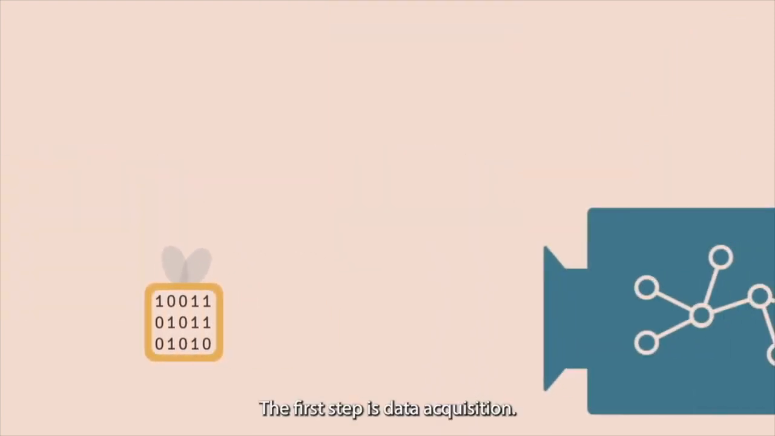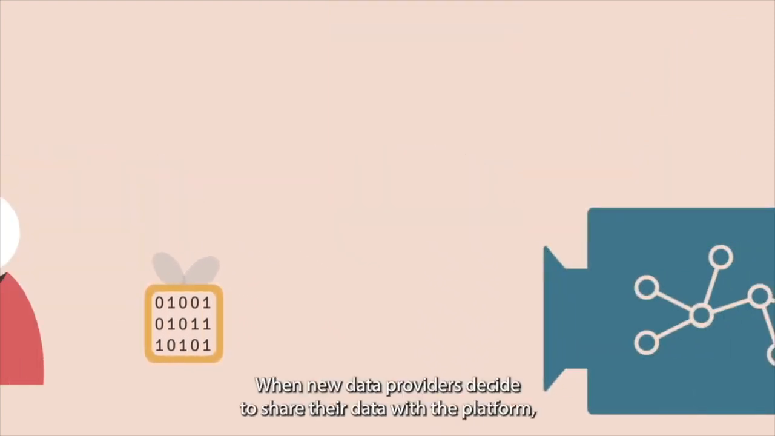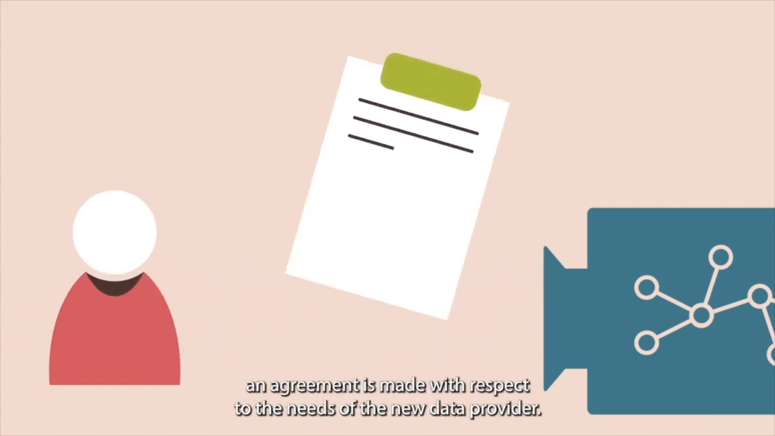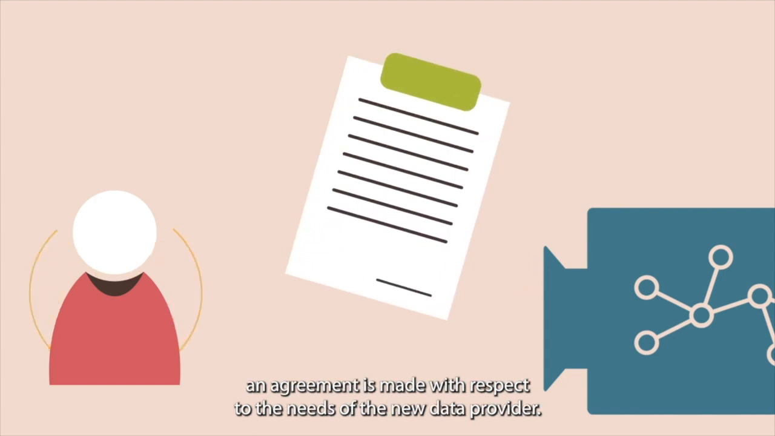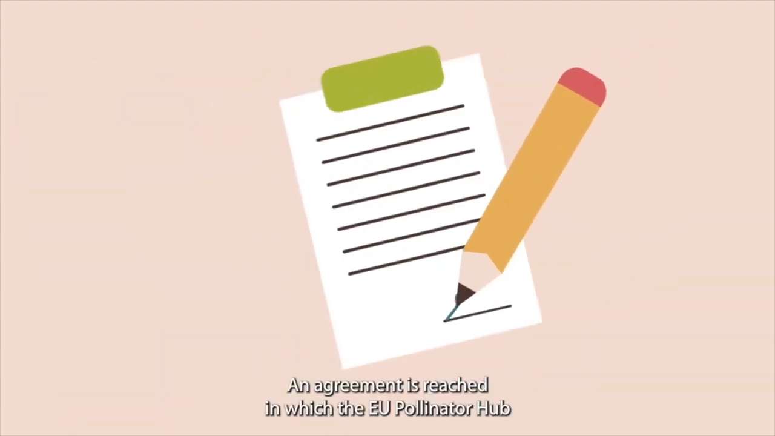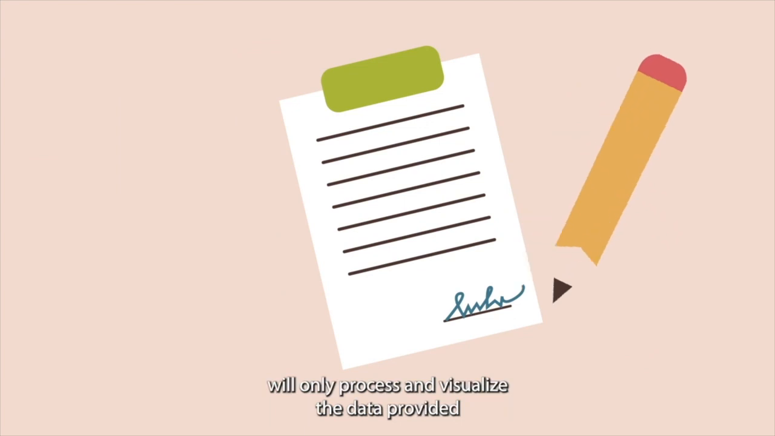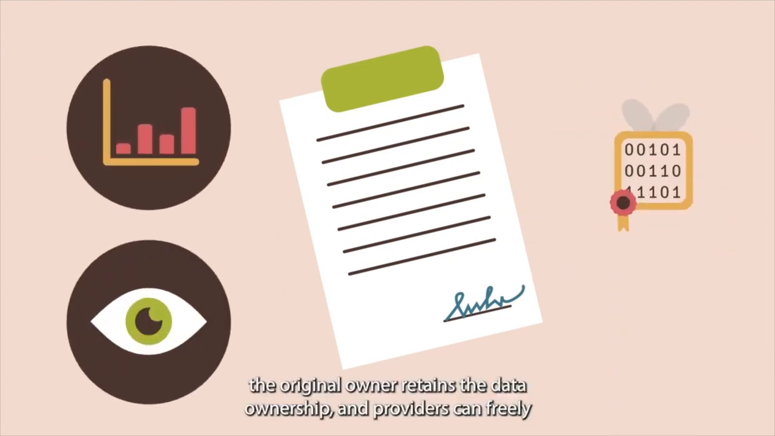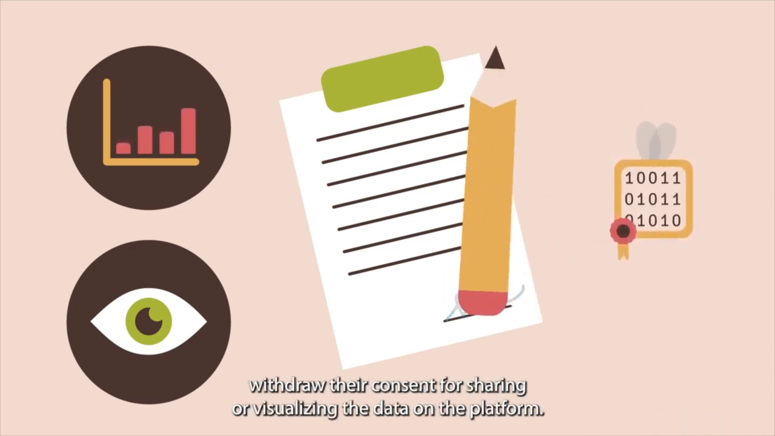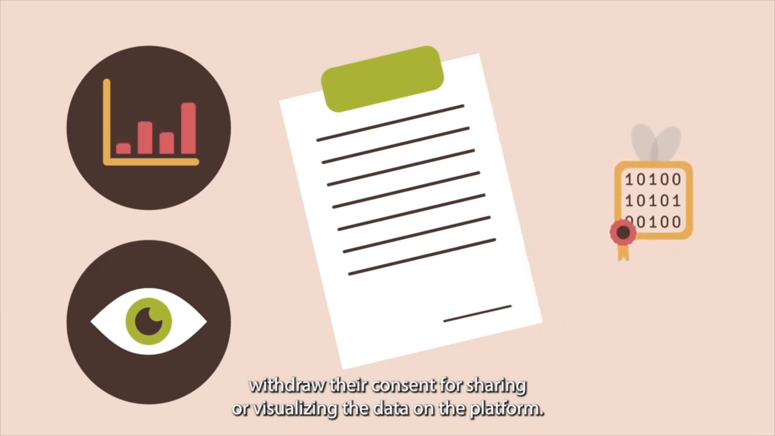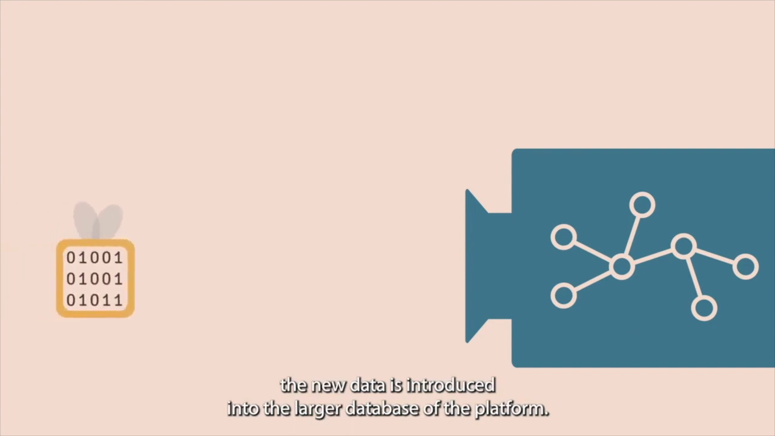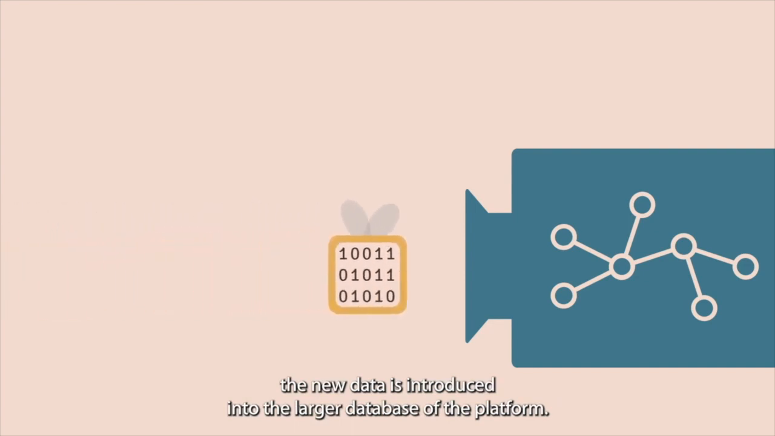The first step is data acquisition. When new data providers decide to share their data with the platform, an agreement is made with respect to the needs of the new data provider. An agreement is reached in which the EU Pollinator Hub will only process and visualize the data provided. The original owner retains the data ownership, and providers can freely withdraw their consent for sharing or visualizing the data on the platform. In data integration, the new data is introduced into the larger database of the platform.